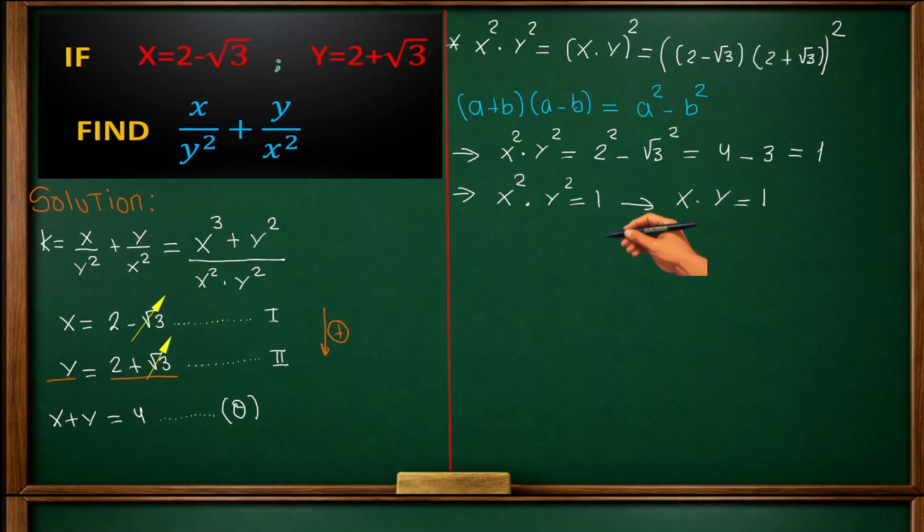Remember the identity? a plus b to the cube equals a to the cube plus b to the cube plus 3ab times a plus b.